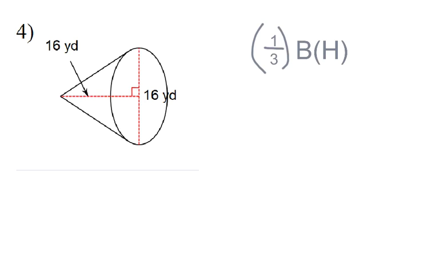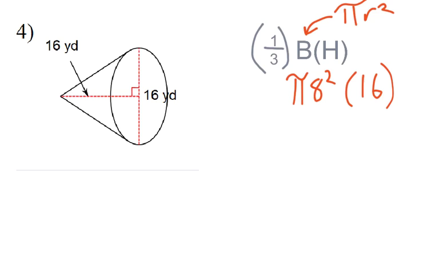Now a cone. Again, the only difference here is my base is a circle. I'm going to have to use pi r squared in order to find the area of the base. It also gives me a diameter of 16. So in order to find r, I have to cut that 16 in half, which is going to give me pi 8 squared times the height, which is 16. Pi 8 squared is going to give me 64 pi times 16 times 1/3.